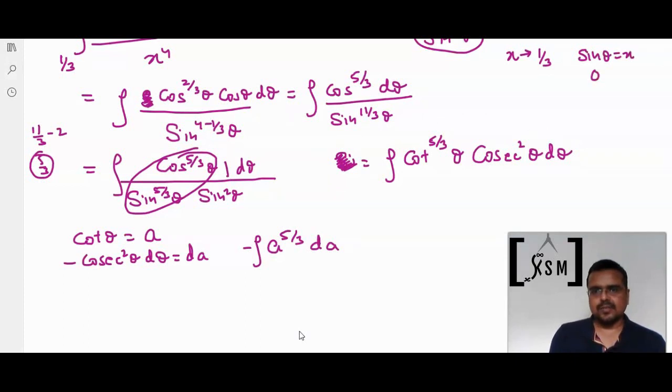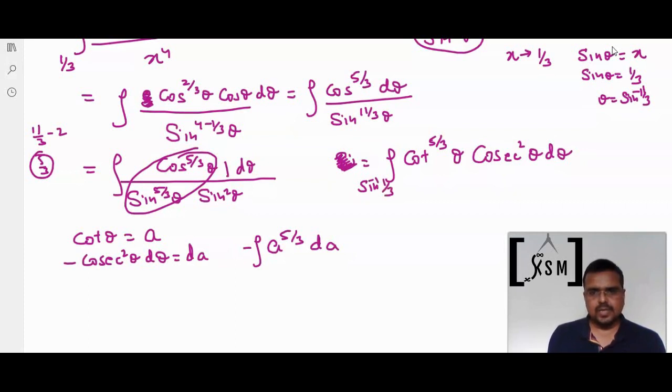So sine theta is equal to 1 over 3. So theta is sine inverse 1 over 3, right? My theta is sine inverse 1 over 3. And when x was 1, theta was pi over 2. So my upper limit for theta was pi over 2, right?